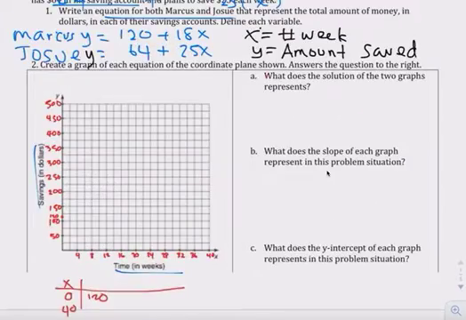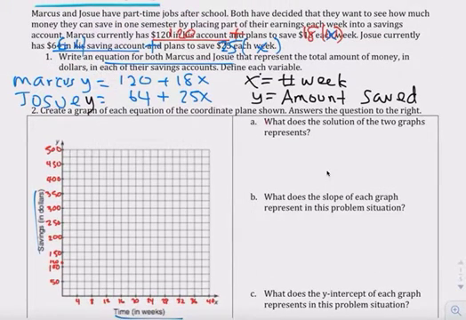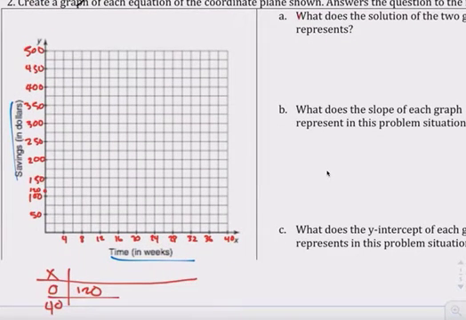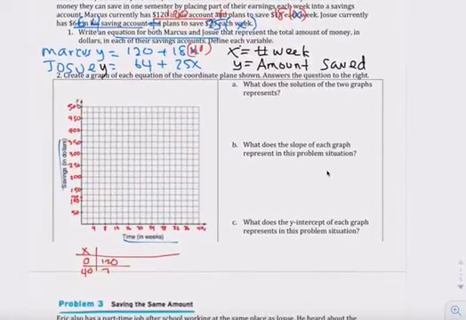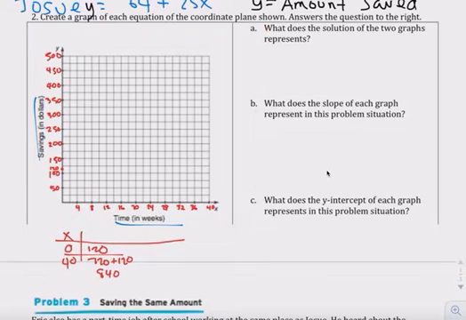X is 40. 18, make sure you times this by 40. 18 times 40 is 720. So you get 720. Add that to 120 is 840. It doesn't go that high. Oh my gosh. Okay, let's choose 20.